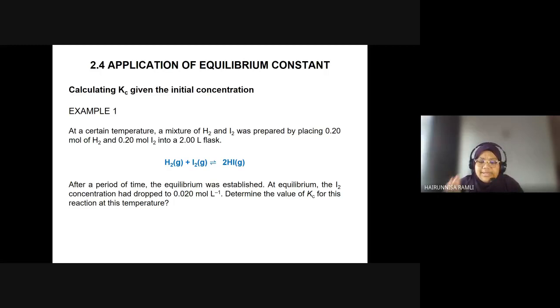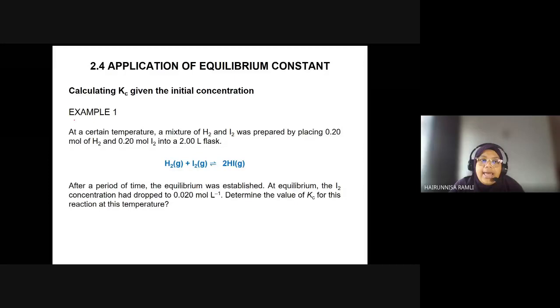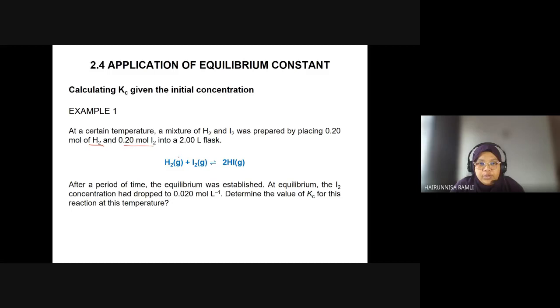Let me go back. We recap what I explained last week. For example here, it gives a condition. Okay, at a certain temperature, a mixture of H2 and I2 was prepared by placing 0.2 mol of H2, 0.2 mol of I2. So H2 is a reactant, I2 is also a reactant, into a flask. Is there any mention of HI here?